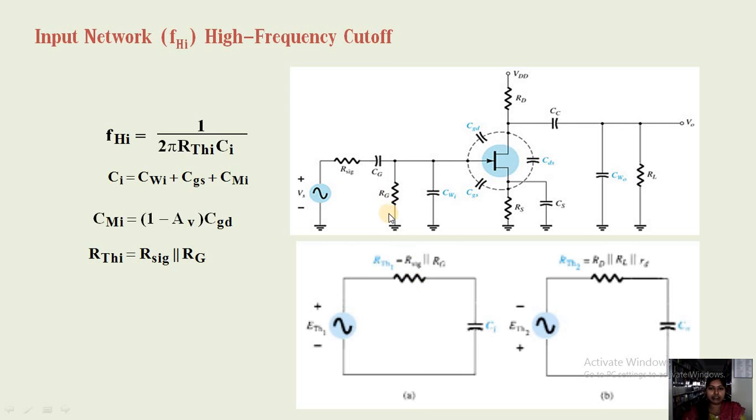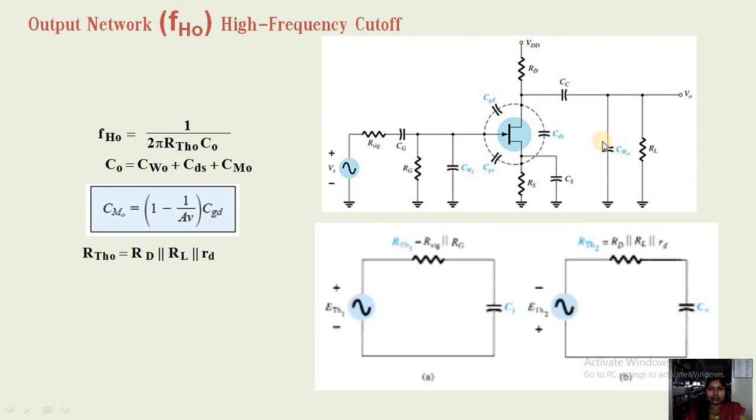The equivalent resistance at the input side will be the parallel combination of R signal and RG, and the capacitance here is CWI plus CGS plus the Miller effect of CGD, that is (1 minus AV) into CGD. So the higher cutoff frequency is 1 by 2 pi RThi into Ci. Similarly, at the output side, 1 by 2 pi RTho into Co, where RTho is capital RD parallel with RL parallel with small rd. And the output capacitance Co is CWO plus CDS plus the Miller effect of CGD. The Miller effect of CGD is (1 minus 1 by AV) into CGD.